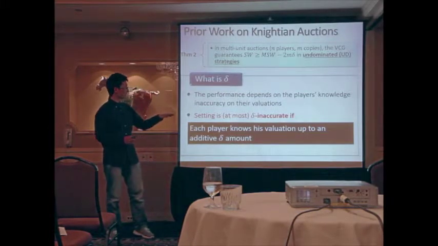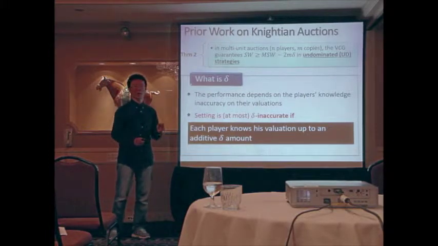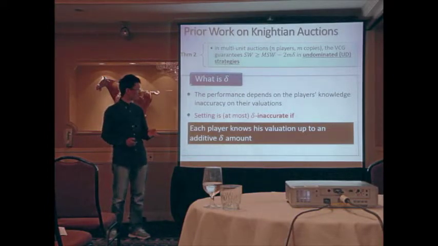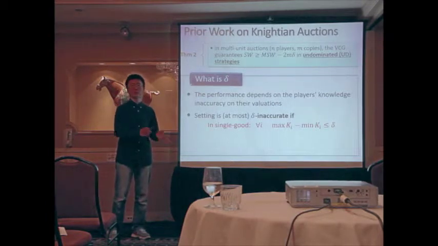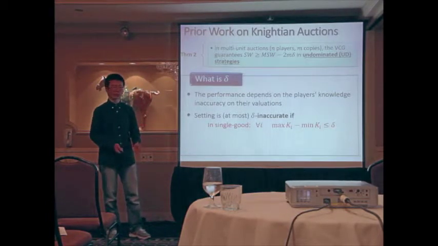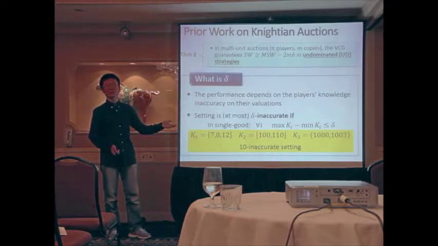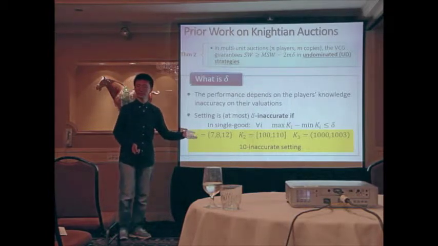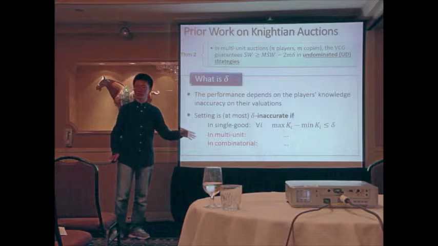We say the setting is delta inaccurate if each player knows his valuation up to an additive amount, that's delta. For example, in a single good auction, it means that the maximum value in the candidate set minus the minimal value is at most delta. So now the yellow thing is basically a 3-player, 10 inaccurate single good auction setting. This can be similarly defined for multi-unit and combinatorial auctions.